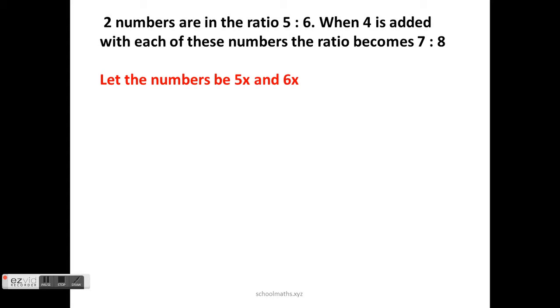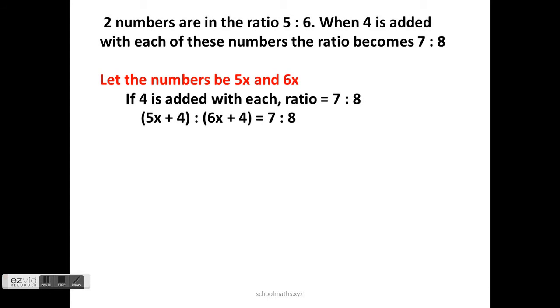Now we will go to the second statement. When 4 is added to both, the ratio becomes 7:8. See the equation: (5x + 4)/(6x + 4) = 7/8. Why are we writing it in this ratio form? Because it is given in ratio.